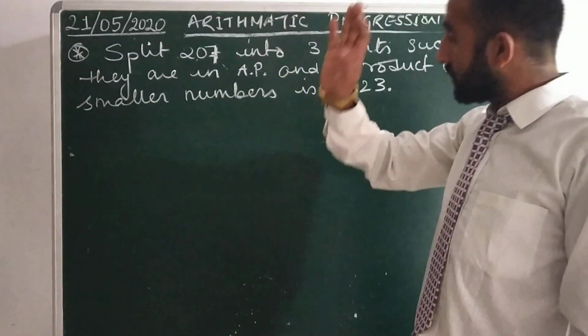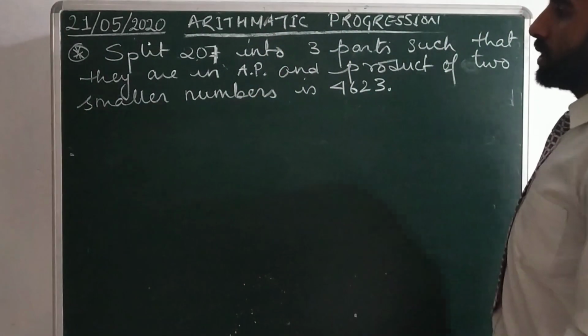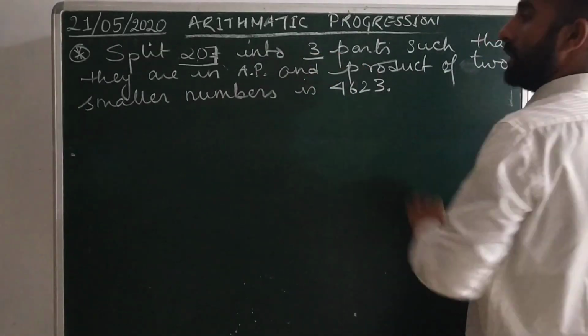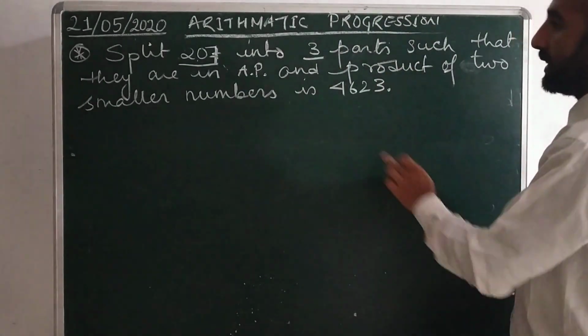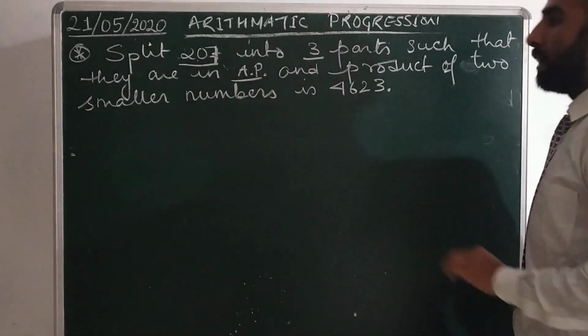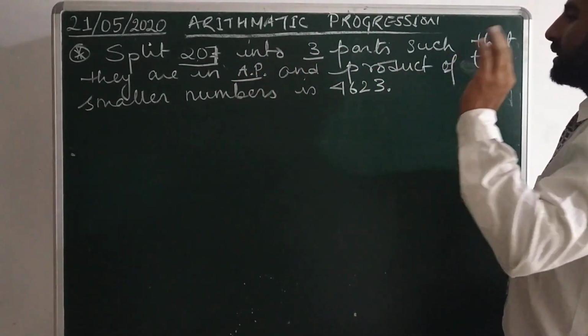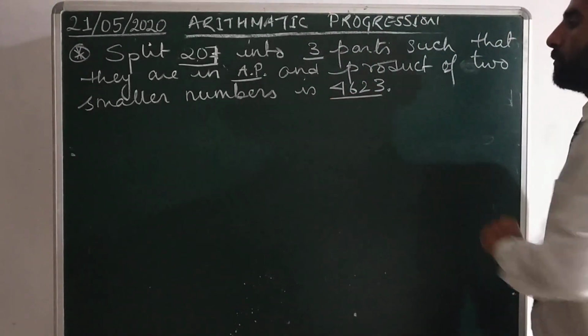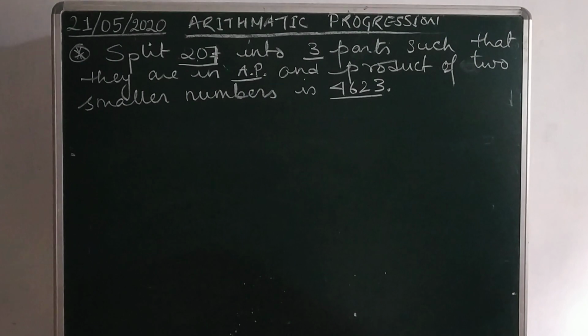Another question similar to the previous one. In this question, you have to divide 207 into 3 parts, such that those 3 parts should be in AP, and out of the 3 parts, if you multiply the 2 smaller parts, then their product should be 4623. Okay, let's go for it.